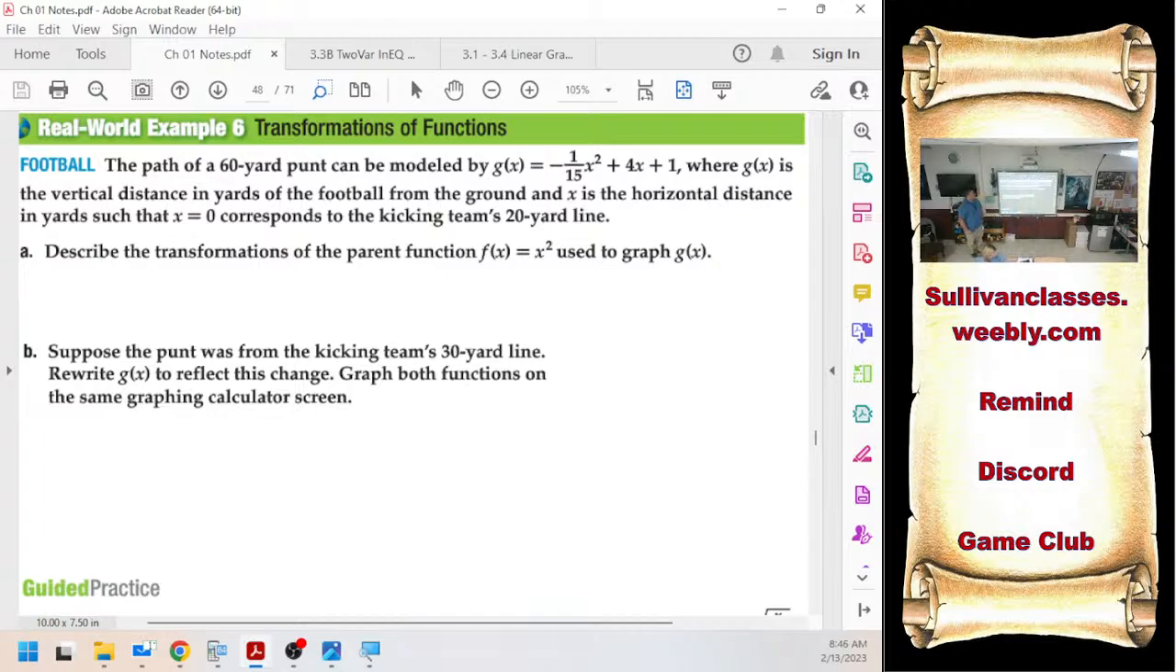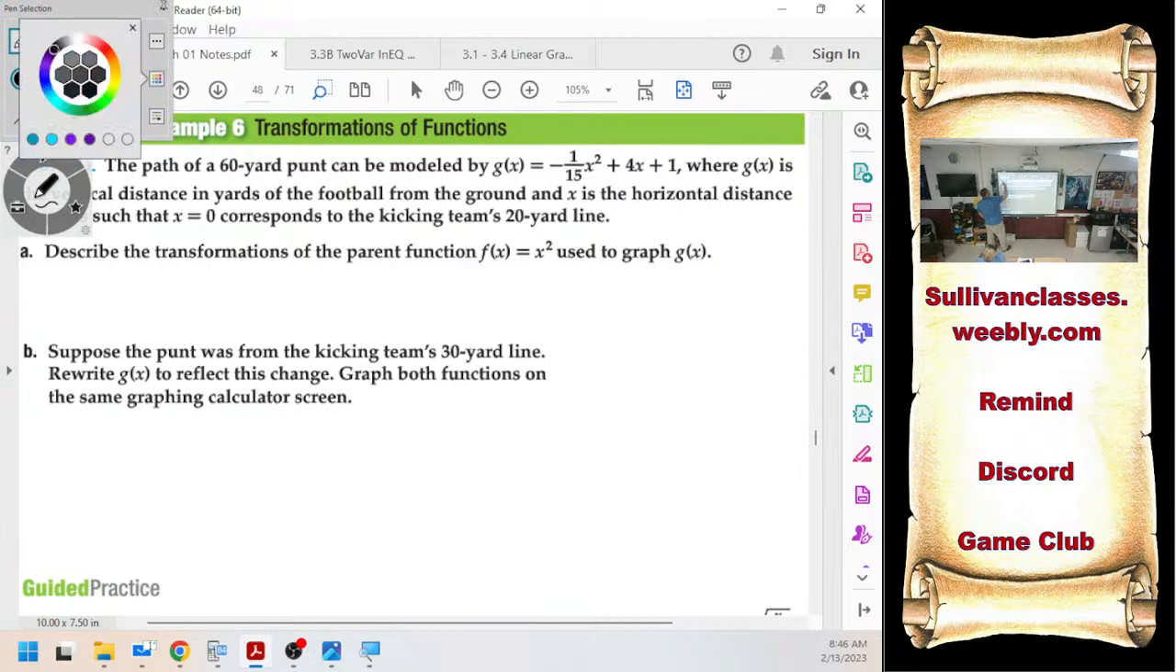Okay, so path of a 60-yard punt can be modeled by this particular equation. G of x is vertical distance in yards, so how high, and x is horizontal distance. So when in doubt, draw it out. Green.